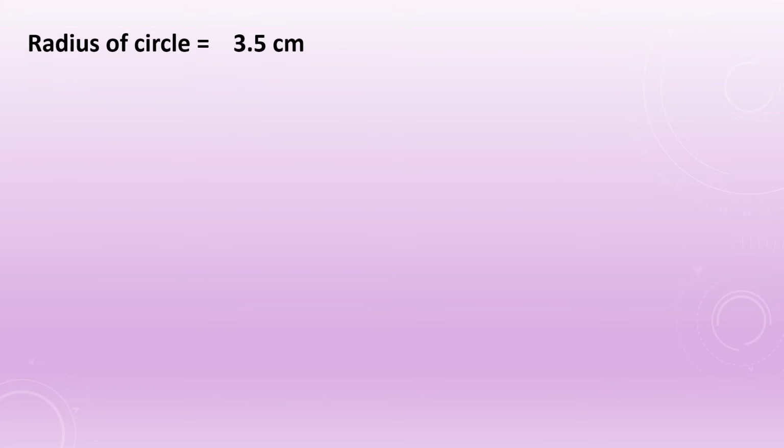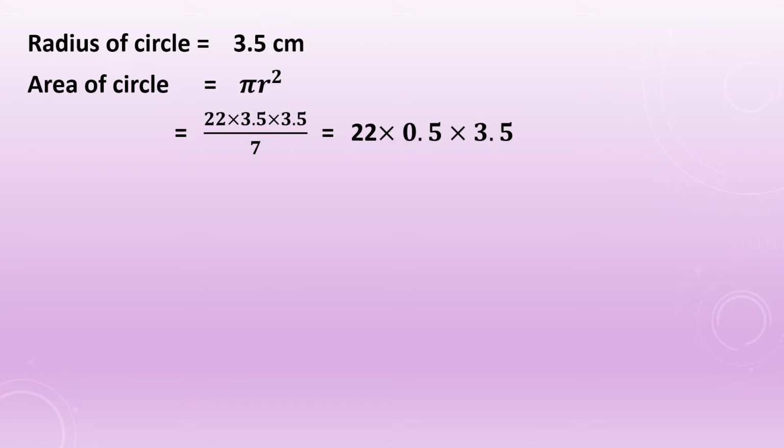Now we can find area of the circle with the radius given 3.5 centimeter. Formula of area is pi r square. That gives 22 upon 7 into 3.5 into 3.5. Cancelling 7 and 3.5, we get 22 into 0.5 into 3.5, which gives 38.5 centimeter square, which is the area of one circle to be removed.